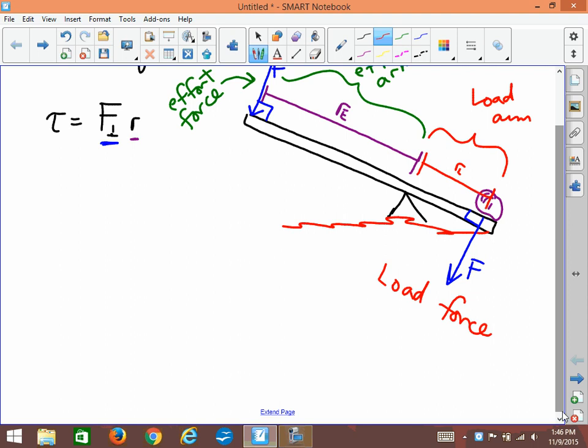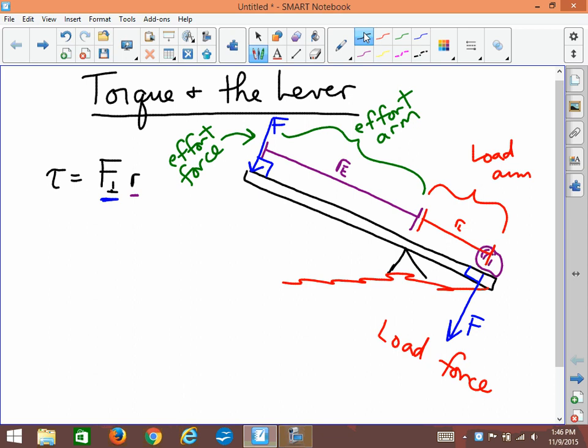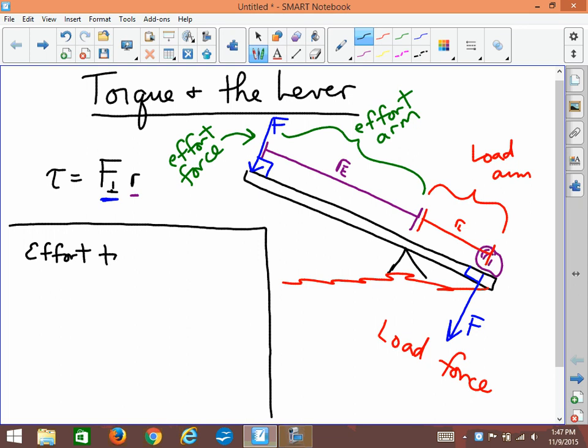All right, so basically, if we just write a little expression here, let's just make a box, refer to that picture. What we can see is that the effort torque, caused by your pushing or pulling on the lever, the effort torque is equal to the effort force multiplied by the length of the effort arm, or the distance from the fulcrum of the effort force.